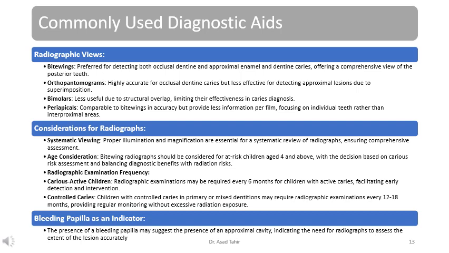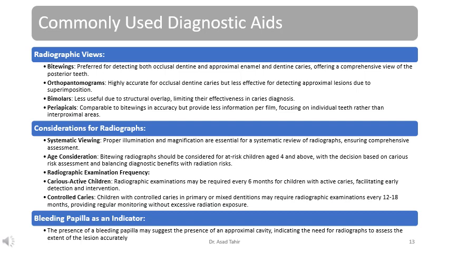Bimolars are less useful due to structural overlap affecting their effectiveness in caries diagnosis. Periapicals are comparable to bite-wings in accuracy, but provide less information per film, focusing on individual teeth rather than interproximal areas. Considerations for radiographs. Systematic viewing: proper illumination and magnification are essential for a systematic review of radiographs, ensuring comprehensive assessment. Age consideration: bite-wing radiographs should be considered for at-risk children aged 4 and above, with the decision based on caries risk assessment and balancing diagnostic benefits with radiation risks.